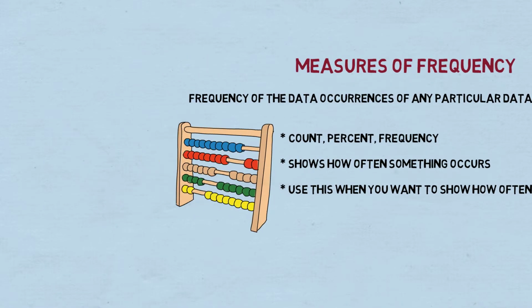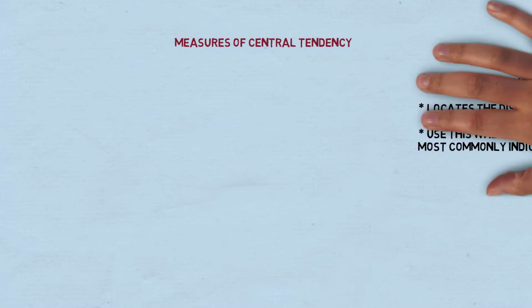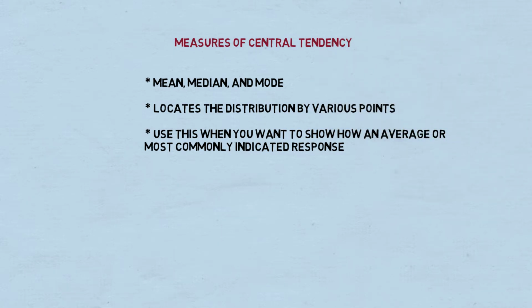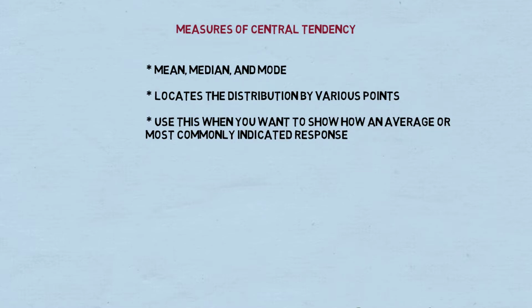Measure of central tendency. It is used when you want to show an average or most commonly indicated response. For example, say if you have data of 10 persons' height, you can actually use this method to show their mean, median, and the mode. It locates the distribution by various points.